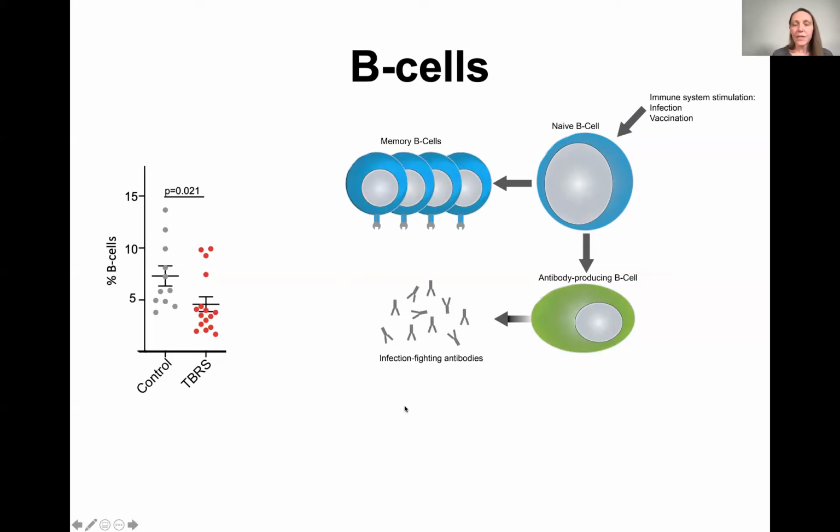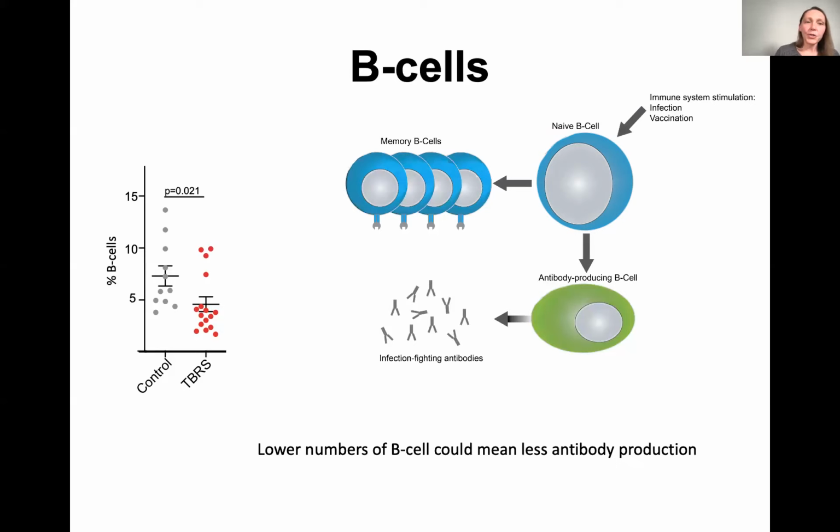Additionally, when that B cell has been stimulated, it also produces copies of itself that are capable of recognizing that same infection or vaccination if it's exposed to it again. So this is called the memory B cells. So it remembers that specific pathogen, be it a virus or other infection. So if your body's exposed to it again, these memory B cells are capable of recognizing it quickly and mounting that immune response really rapidly. So these low numbers of B cells could mean that individuals with TBRS produce less of this infection-fighting antibody upon exposure to a potential infection.